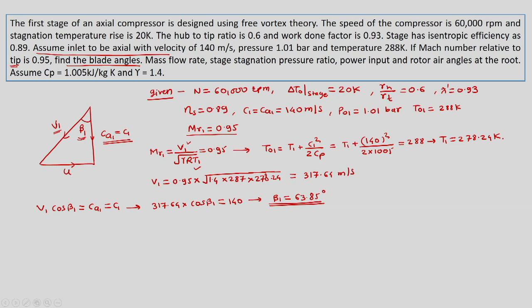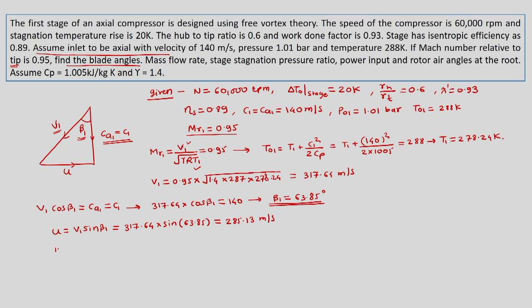Having said this, we have to next find out U. We can find out U since U is equal to V1 sin beta. V1 is known, 317.64 into sin of 63.85, and this gives us U1 as 285.13 meters per second. Now we are told to find out mass flow rate, stagnation pressure rise, all these quantities, but for that we have to find out.